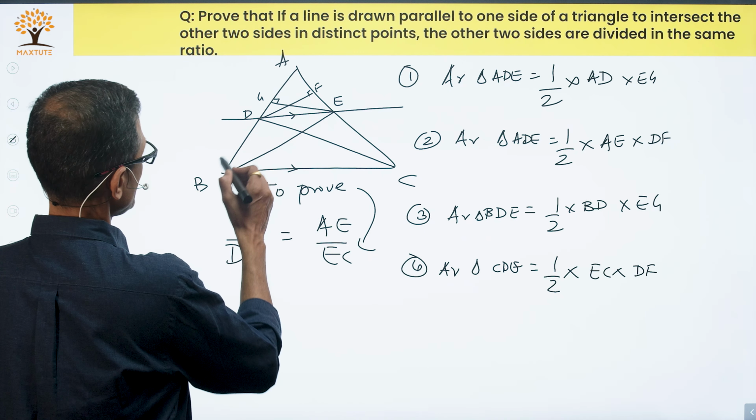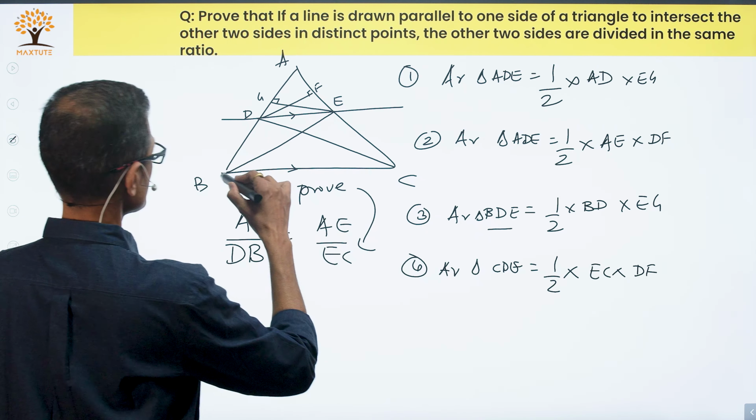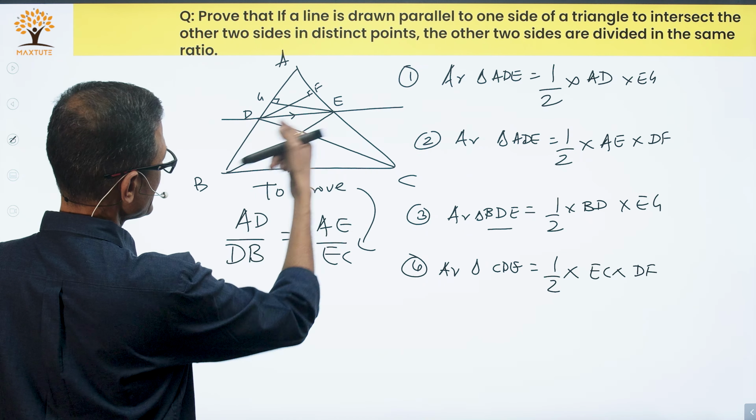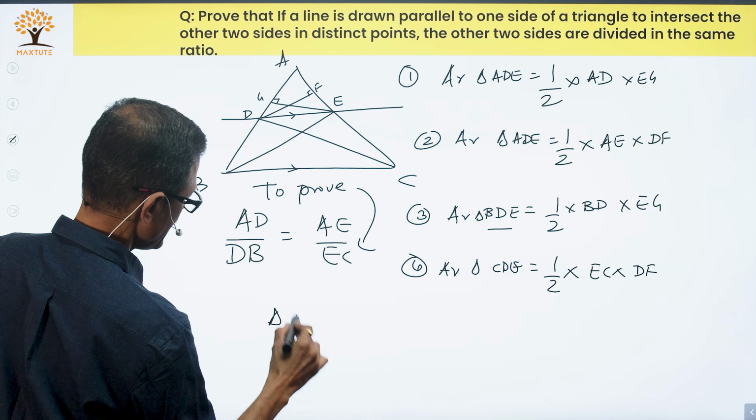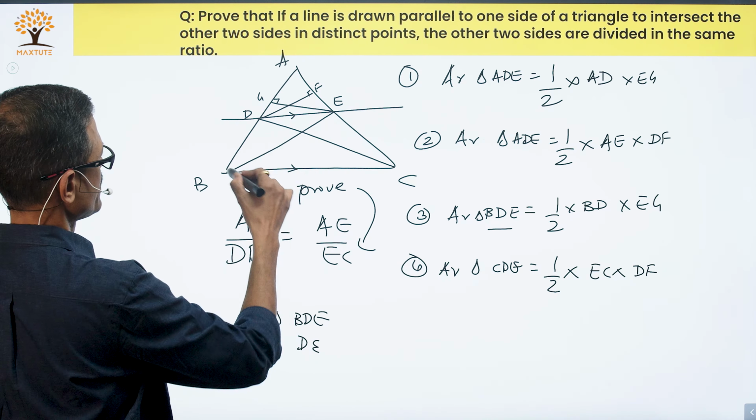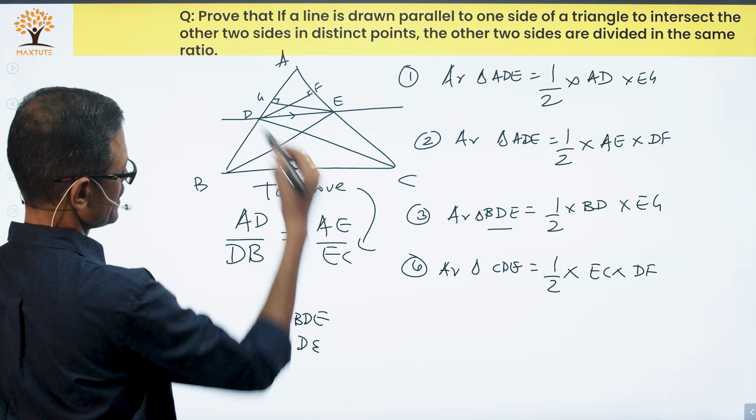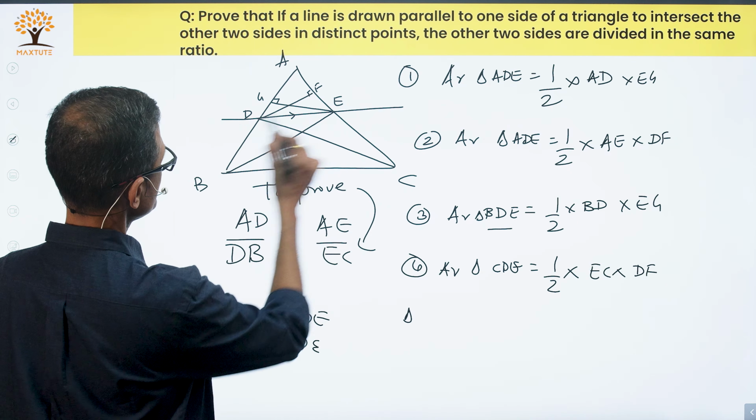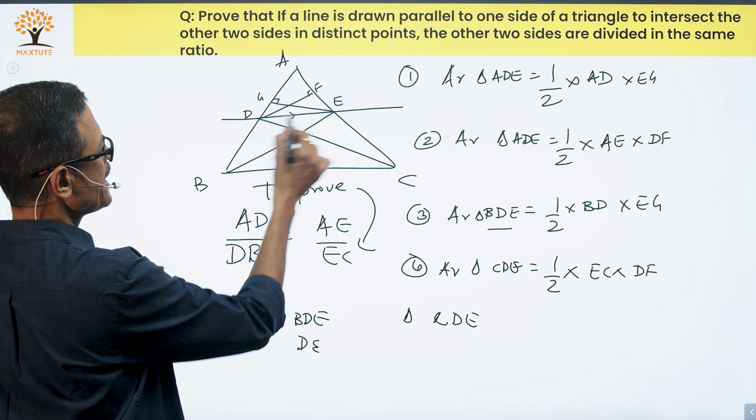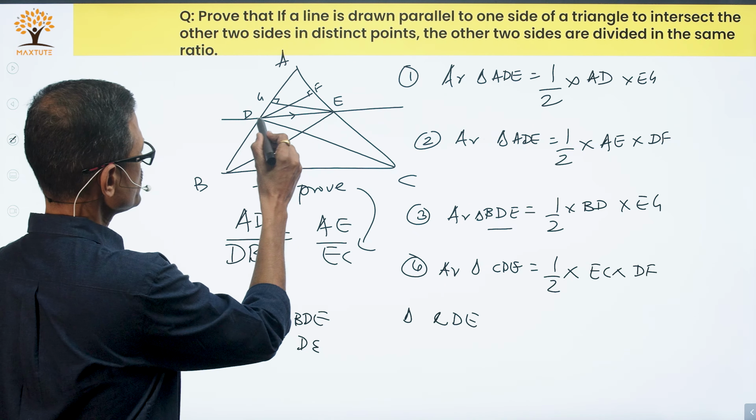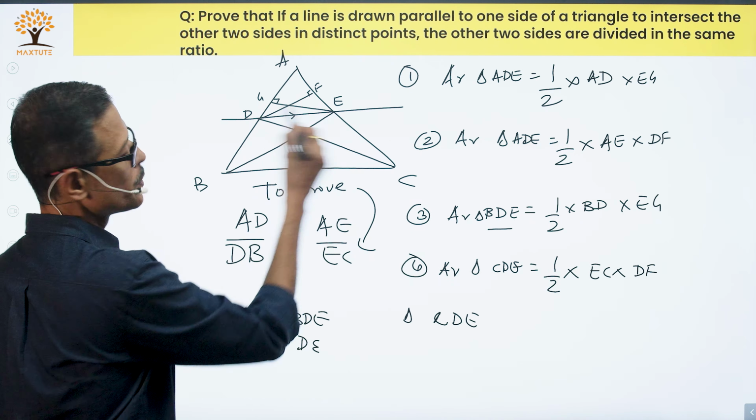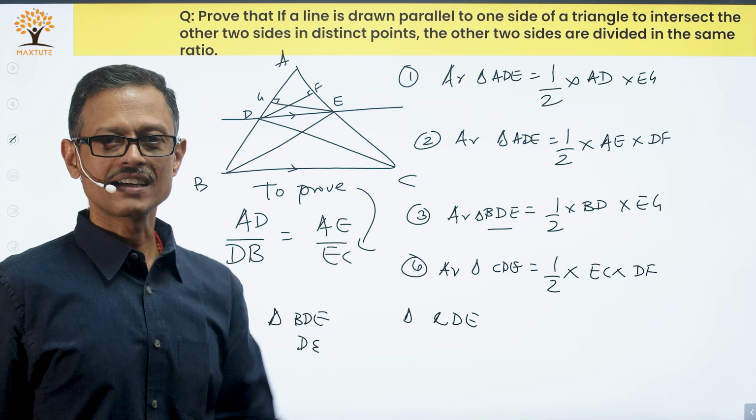Look at it, triangle BDE, right? This triangle, we took BD as one base. Another way of looking at the base for triangle BDE, let's go with DE as the base, right? This is a possible base for this triangle. Similarly, for triangle CDE, again DE can be the base for it. For both this triangle and this triangle, DE could be the common base. Both these triangles have the same base.